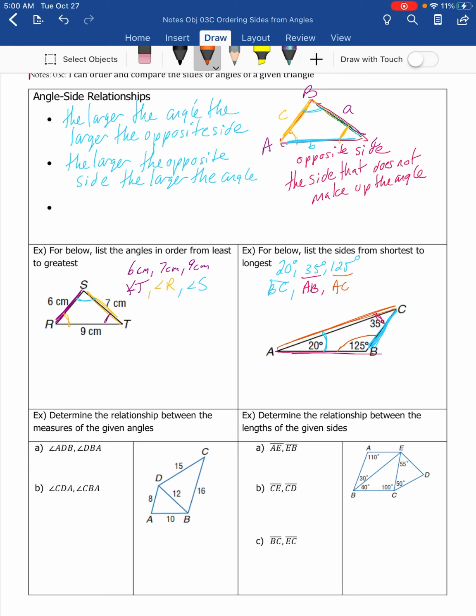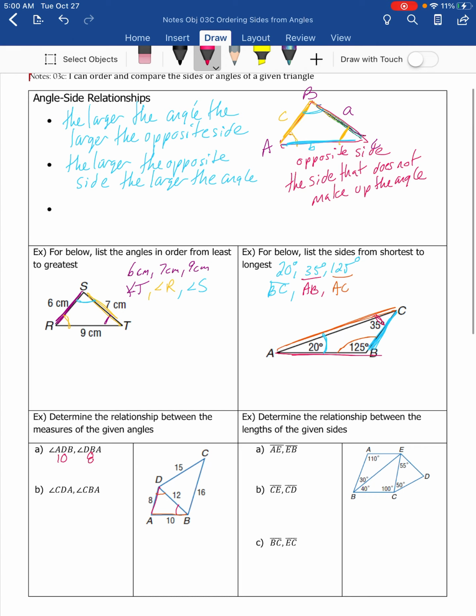Let's just do a few example problems. So my next one is ADB, this angle here, well, that's opposite my 10, and angle DBA. So we're comparing these. I know ADB is opposite the 10, and DBA is opposite the 8, and since I know 10 is greater than 8, the measure of angle ADB must be greater than the measure of angle DBA.